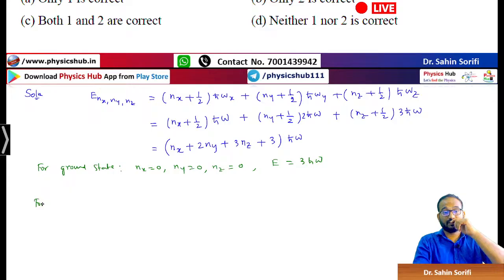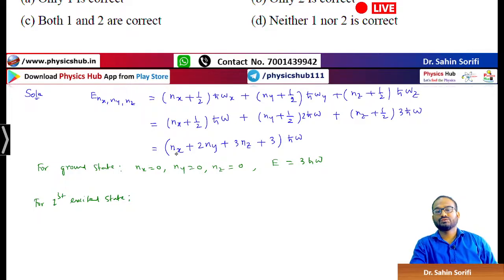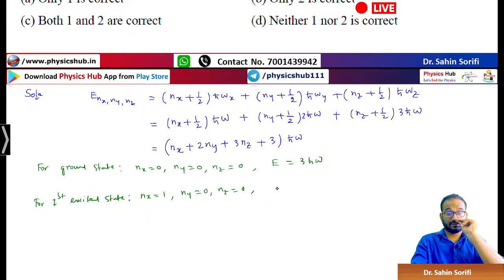Let's say you consider the first excited state. How will you get it? You have to choose the minimum for the quantum number with higher indices, right? If this is 3, Nz, you will increase the value of Nz from 0 later. First, to keep it minimum, you have to increase Nx. So you have to choose Nx equals 1, Ny equals 0, Nz equals 0. In that case, your energy will become 4 h cut omega.